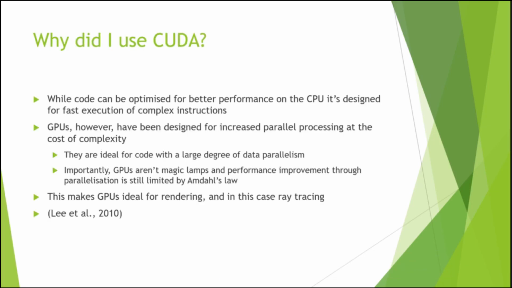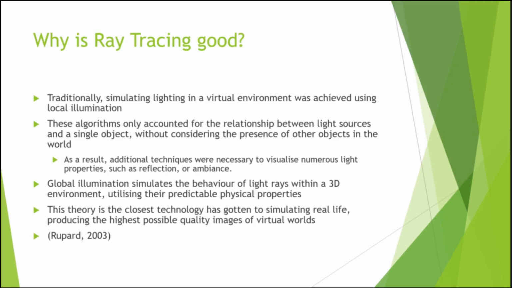So why did I use CUDA? Parallelizing code is massively optimal when you've got a large degree of data parallelism. Obviously, it's dictated by Amdahl's law, so the percentage of code that can be parallelized over all the code. In ray tracing, we've got a lot of different pixels that shouldn't affect each other, so this is a prime target for a massively parallel application, which is why I did it on the GPU and using CUDA.